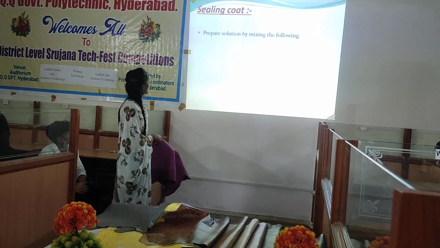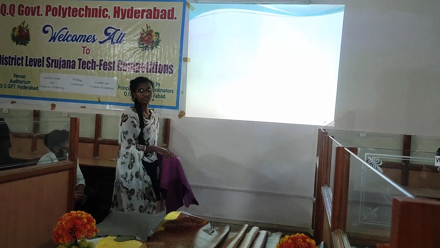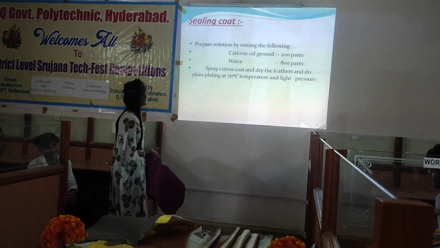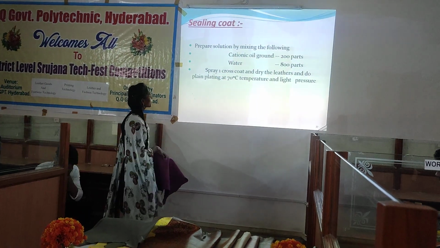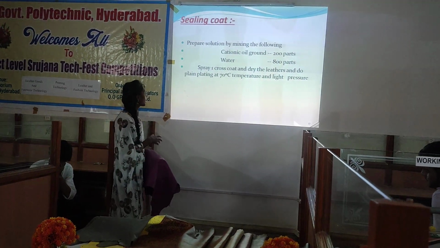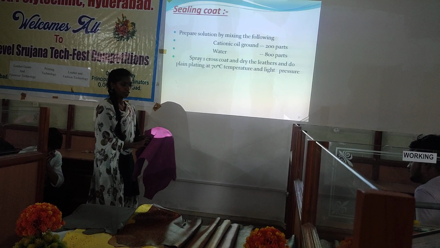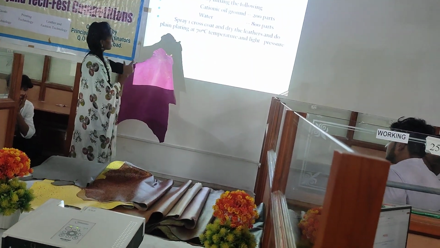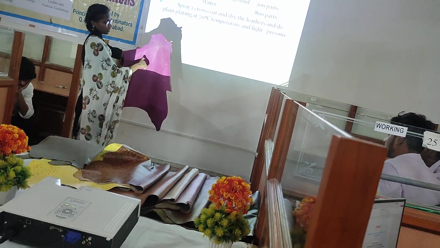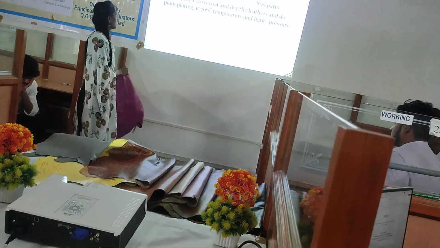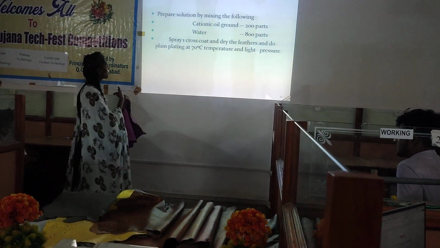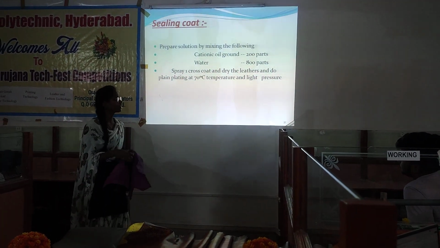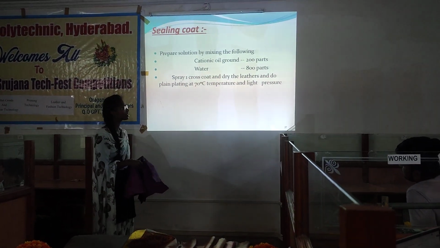Seal coating. Prepare a solution of cationic oil brown and water. Spray one cross coat. This is the leather, and we have to spray the season in the cross direction, not in horizontal or vertical direction. And we have to do plain plating at 70 degrees centigrade temperature and light pressure.